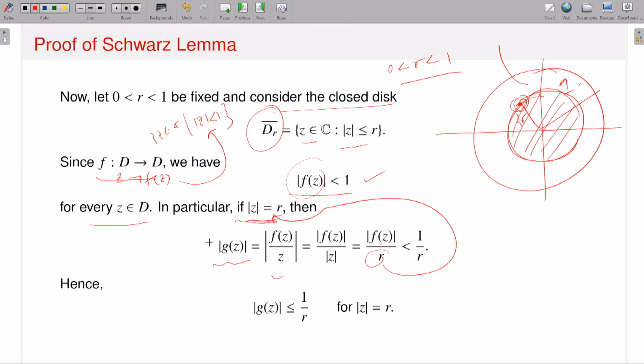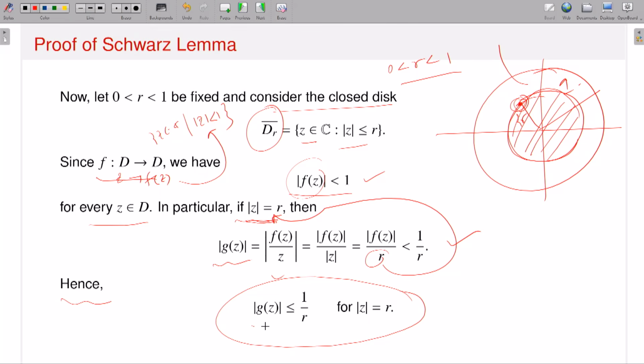Now look, z belongs to where? Mod z is equal to r, so that means z is in D, and in D modulus of f of z is strictly less than 1, so therefore this is strictly less than 1 by r. So therefore if mod z is equal to r, the estimate of g of z is strictly less than 1 by r, so that is the first observation, and hence this is true.